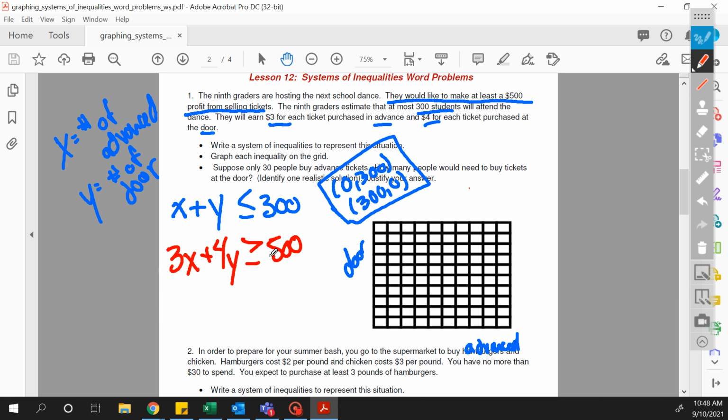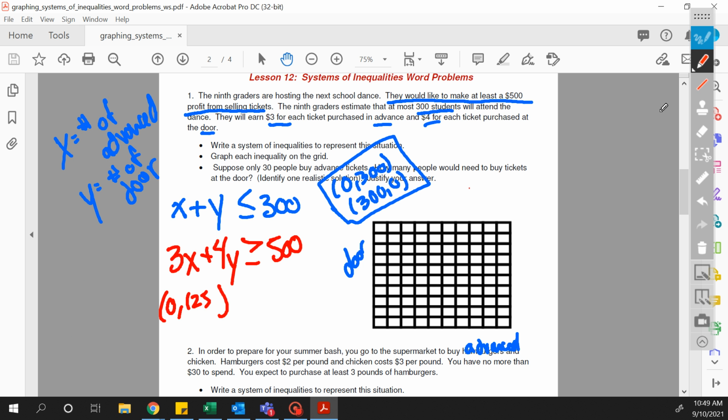Now, the ordered pairs I'm going to use for the red line, let's say that I assume x is 0. Well, if I assume x is 0, then 3x becomes 0, and I'm left with 4y equals 500. Divide by 4. So y, 500 divided by 4, is 125. Okay, so if I don't sell any tickets in advance, then I could sell 125 tickets at the door to meet 500.